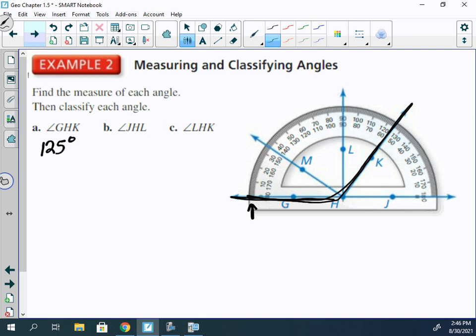And what kind of angle would this be? That'd be obtuse, because obtuse is between 90 and 180. So we can use that protractor to figure it out.